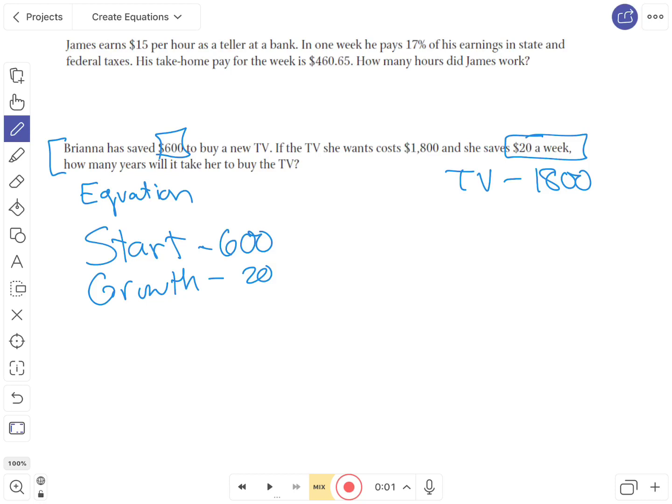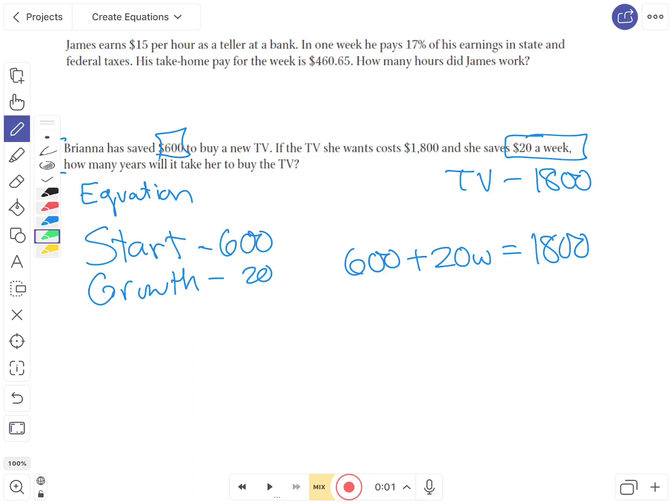Okay. So our equation, she's got 600. Every week we're adding 20, so it's 20 times the weeks, and we want to get to that point where we have enough for that. So there's our equation. Hopefully you got something similar to this. If you wrote it in a different order, that's fine, as long as all the pieces are the same. Now, two ways again we can think about this.